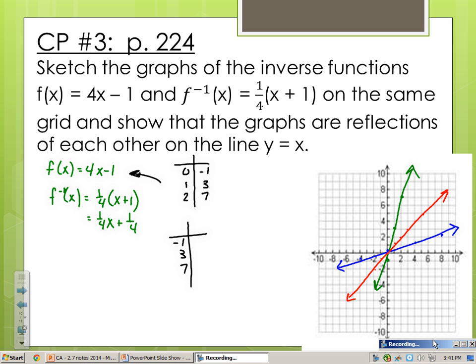If we put -1 in, we're going to get 0 times 1/4, which is 0. If we put a 3 in, we're going to get 3 plus 1, which is 4, times 1/4, which is 1. If we put a 7 in, we're going to get 8 times 1/4, which is 2. So now take a look at those sets of ordered pairs, and you can see that flip-flop of the x,y's turning into y,x's.